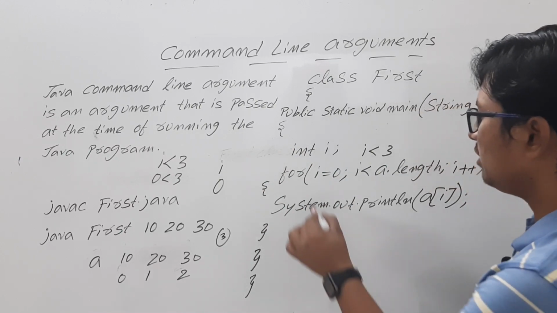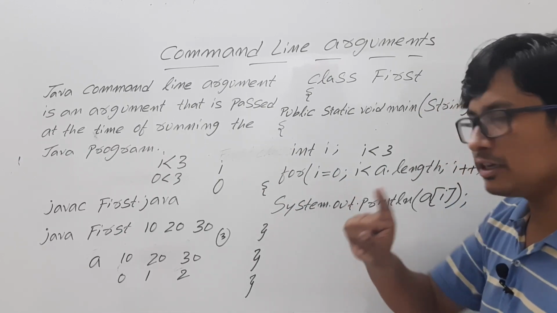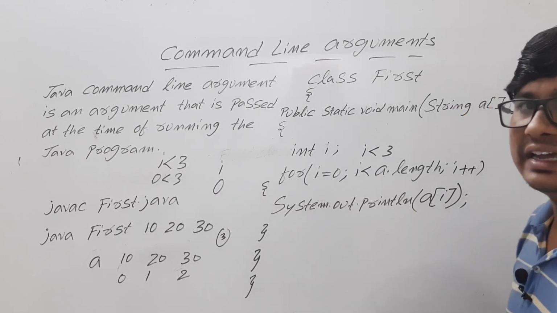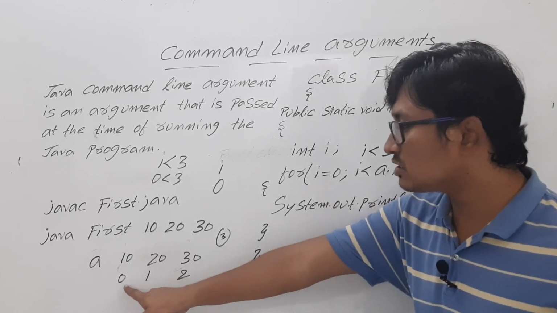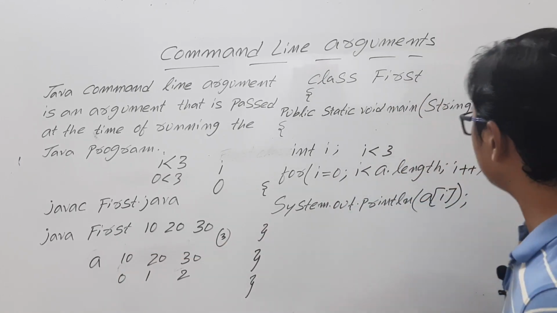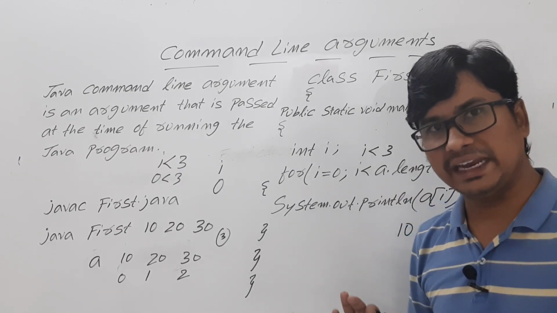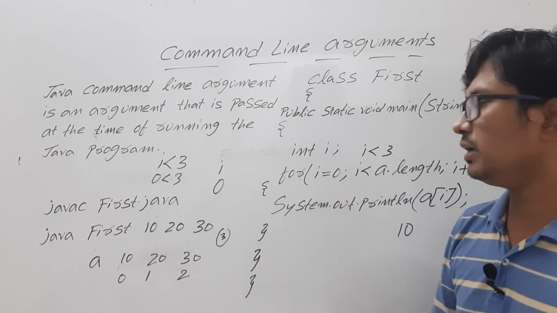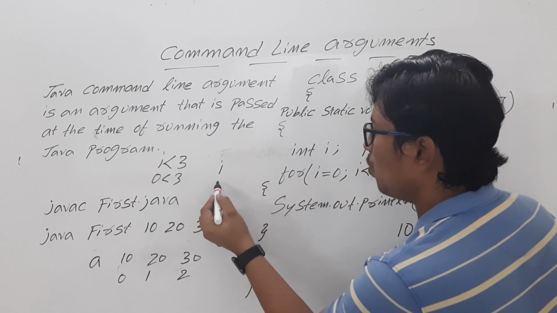The condition is true. If the condition is true, the statements we have written inside the for loop will be executed once. So system.out.println a of i. What is the i value? 0. At the index 0, what value is there? That will be displayed. So 10 will be displayed. Whether 10 is an integer or a string, I am not referring to that now. Similarly, i plus plus. So now the i value will become 1.